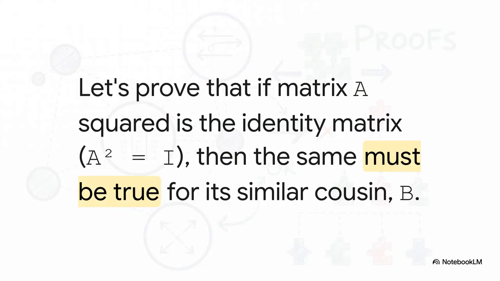Okay, so here's the first part of our challenge. We're told that if you square matrix A, you get the identity matrix I. Simple enough. Our job is to prove that matrix B, which we know is similar to A, has to have the exact same property, that B squared also has to equal I.